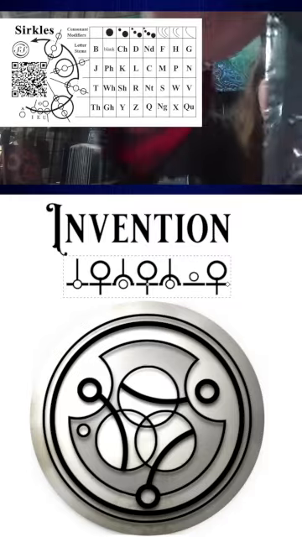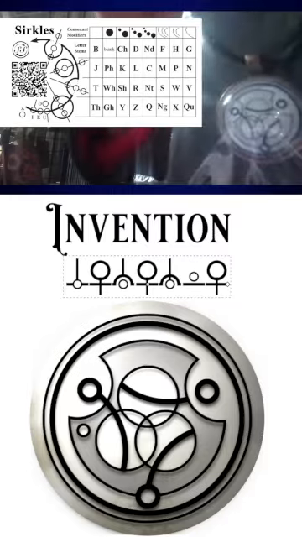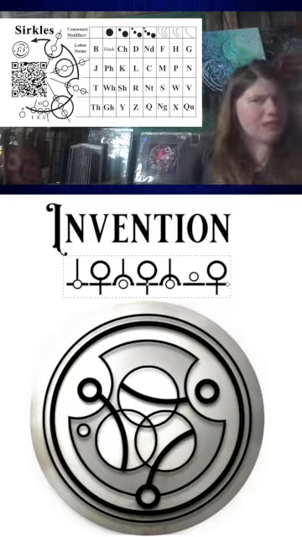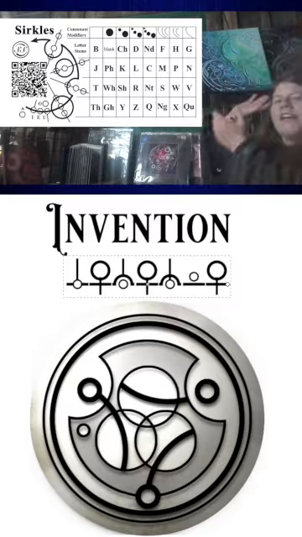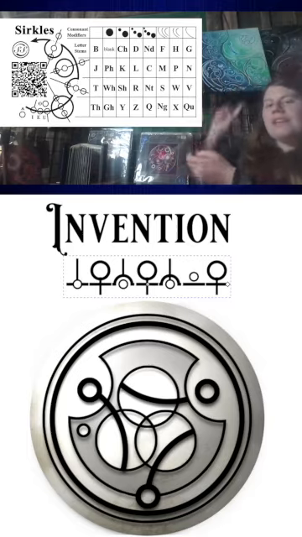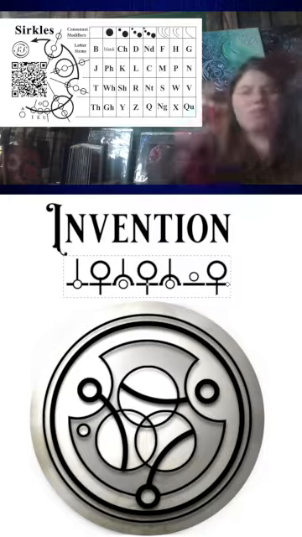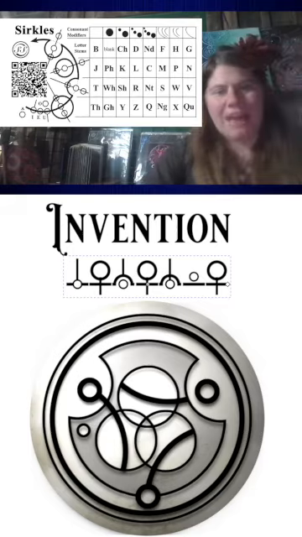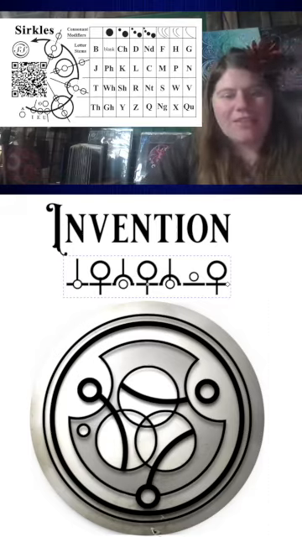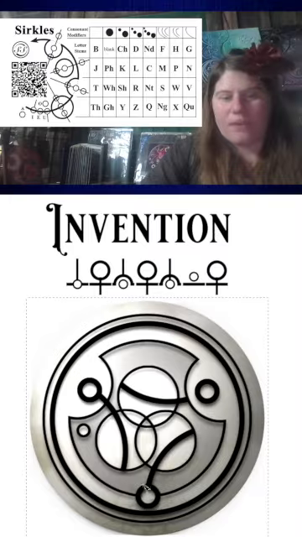This design here says "invention" in the language of the Time Lords, Circular Gallifreyan, and I'll be using this key here to explain how this design says what it says. First things first, you start reading at the bottom, and then you go counterclockwise, like a time traveler going back in time. And here I have the design in its final circular form.